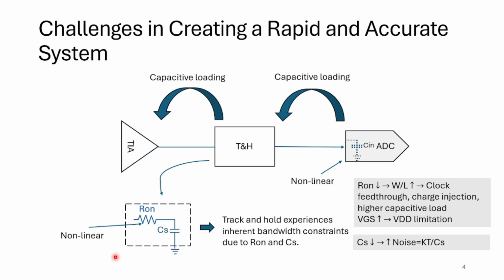Regarding the bandwidth, there are two main problems. One is the capacitive loading of the track and hold on the TIA, and also the ADC on the track and hold. The capacitive loading of the track and hold can limit the frequency behavior of the TIA, which is a very critical part of this kind of design if you use the TIA or another front-end.